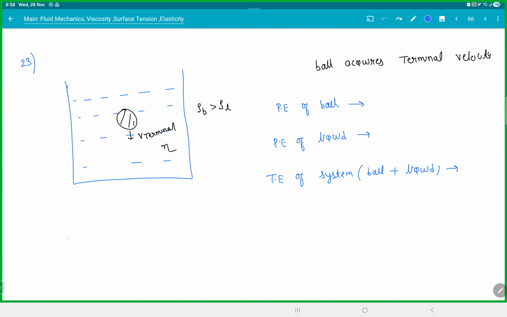This was the discussion I was saying. So when this ball is sinking, potential energy of the ball is definitely decreasing. There's no doubt about it. The total energy of the system is also decreasing because you're producing heat.